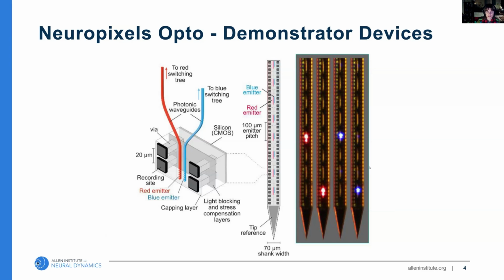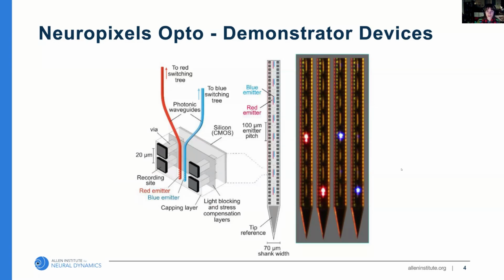The light emission sites are on the shank, so you do not need to worry about the intersection between recording sites and light emission sites. And because the profile of the probe is roughly the same as the Neuropixels 1.0 probe, there's no additional tissue damage that isn't already caused by just the insertion of the probe for recording.